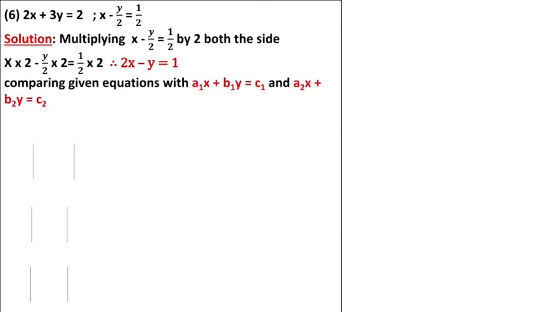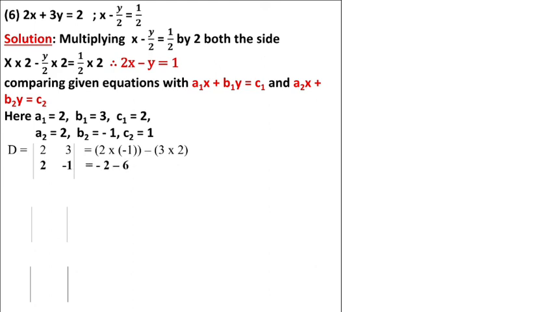Comparing this equation we get a1 2, b1 3, c1 2, a2 2, b2 is minus 1 because y coefficient is 1, so y value became minus 1, and c2 is 1. Same way we will find the value of d. We will take a1 a2 and b1 b2. So 2 multiplied by minus 1 minus 3 multiplied by 2, 2 1 is 2, but we have the minus, so minus 2 minus 3 into 2 is 6, minus 6, minus minus plus, so here our answer is minus 8.